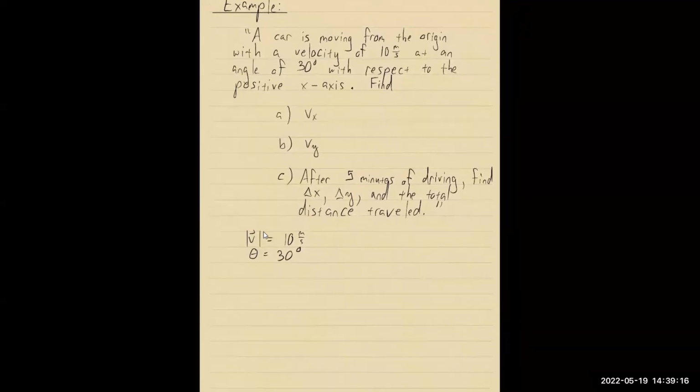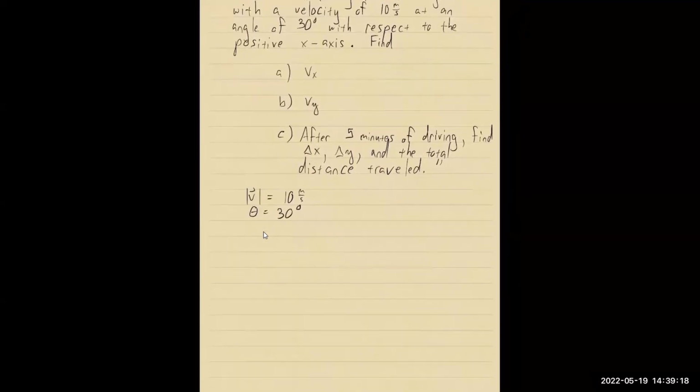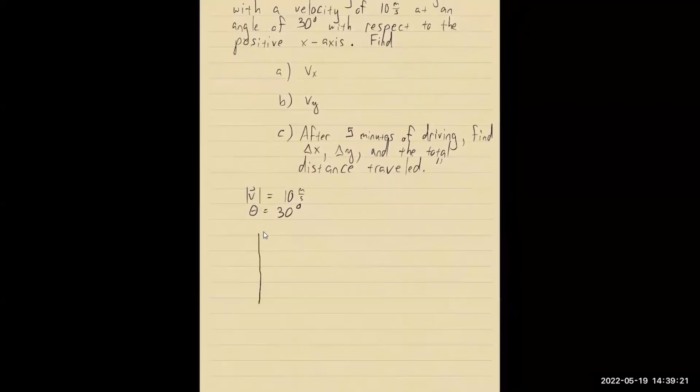So what we're going to do, we're going to draw our coordinate system. Right, so this is our y direction, this is our x direction, like this, and we've got some velocity vector v, points like that. And so we know that the velocity vector has a magnitude of 10 meters per second. And the problem is asking us to find the x and y components of this velocity vector.